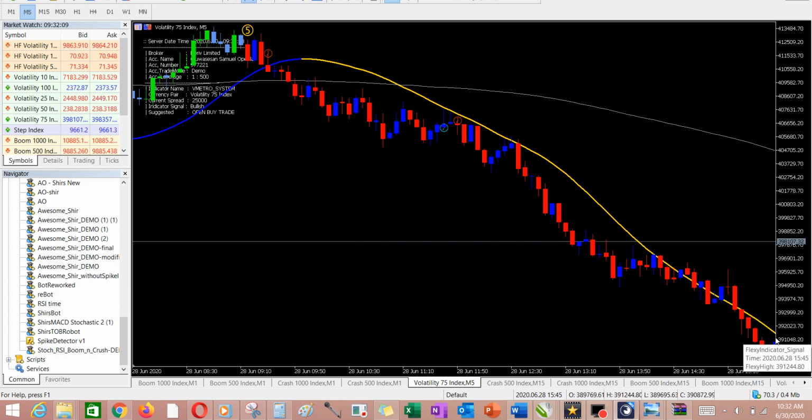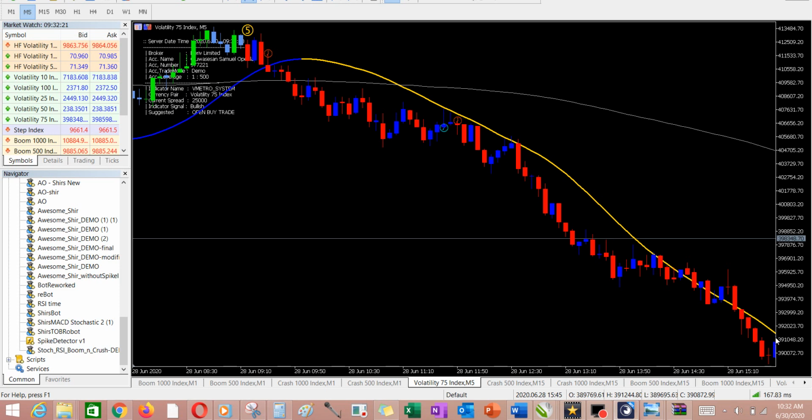Already I've given you a few tips. The yellow line gives us a downtrend, and the blue line gives us an uptrend, and the lines also serve as support and resistance for you to know when the price action is breaking a support or resistance level. And you can see this tiny white line serves as a trend line too. If the price action is below it, it means the market is generally on a downtrend.